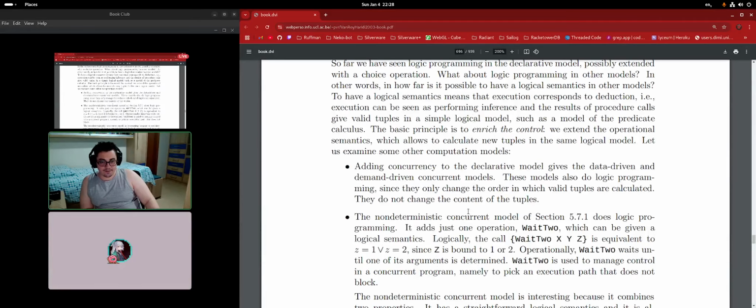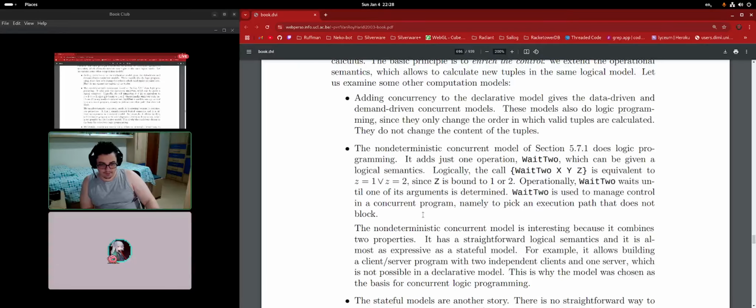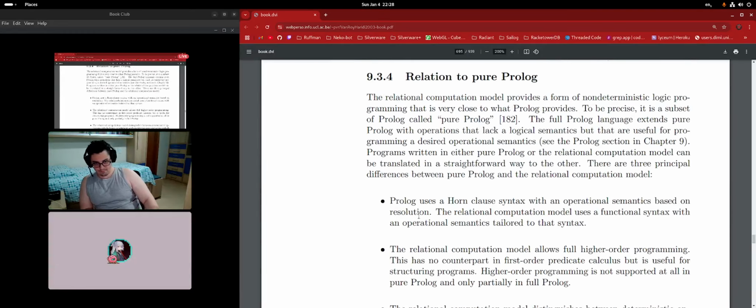Okay, and then finally, we are almost done. The answer to the huge question: what is the difference between relational programming and logic programming? The relational computation model provides a form of non-deterministic logic programming that is very close to what Prolog provides. To be precise, it is a subset of Prolog called pure Prolog.